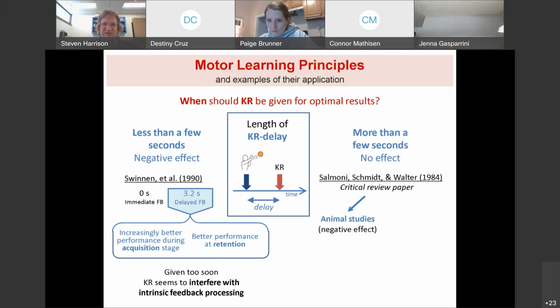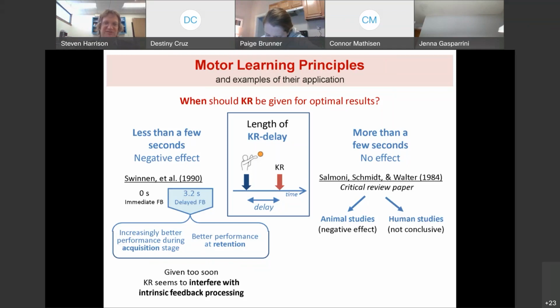I've given you a reference to a review paper that's cited in the textbook. When they've looked at various studies throughout the animal literature, they found that whenever you give knowledge of results more than a few seconds after the execution of the action, in general, it has a negative effect. That it's actually going to have a detrimental effect on learning rather than a positive effect on learning.